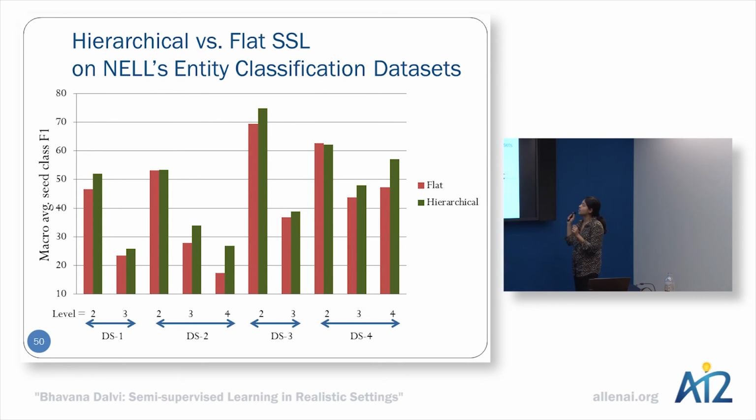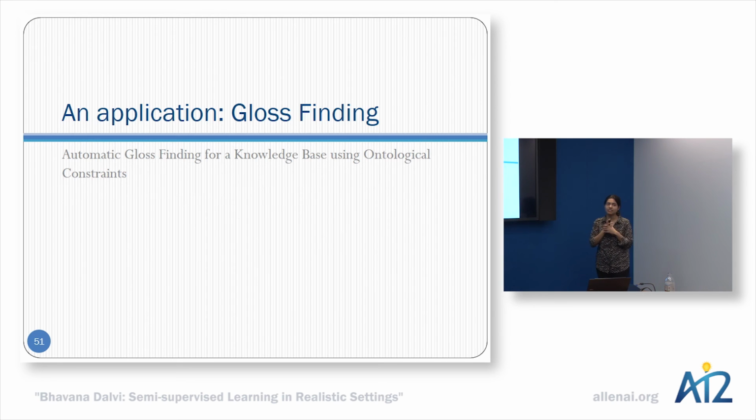Okay, so this is how the method that I just showed you performs on NELL's entity classification data. We created these 4 data sets, also made available online, and the ontology for these data sets varies from 3 to 4 levels. What I am showing you is micro average seed class F1 for flat versus hierarchical approach. The flat approach is learning classifiers only for the leaf nodes of the ontology, not making use of constraints. And this one is constrained classification. You can see that it is improving over the flat, and the improvements are more as you go down the hierarchy, because this problem gets harder at the finer levels. So this was an encouraging result. The next question was, can we do better things with this rather than just entity classification?